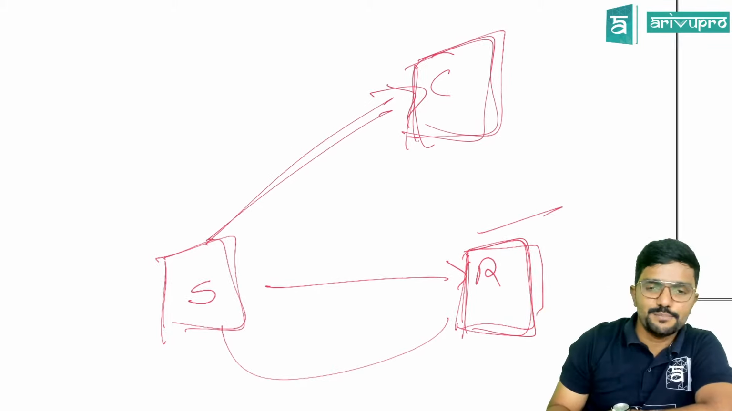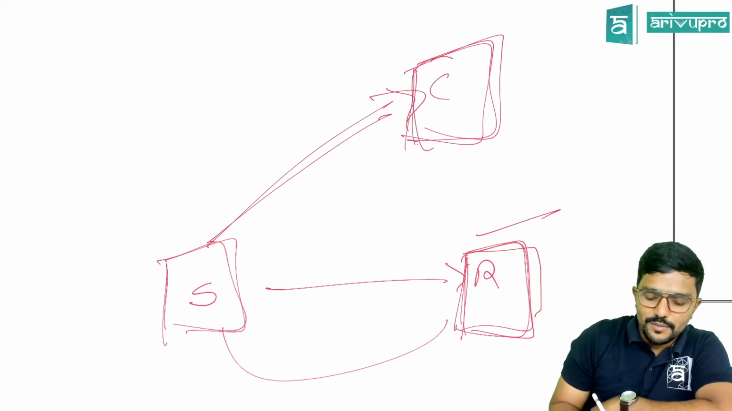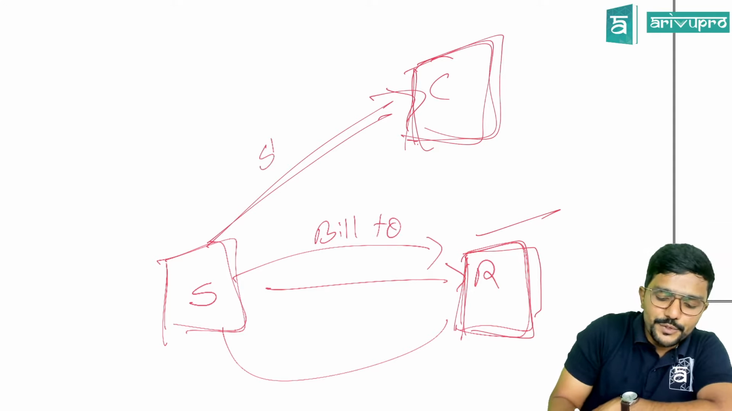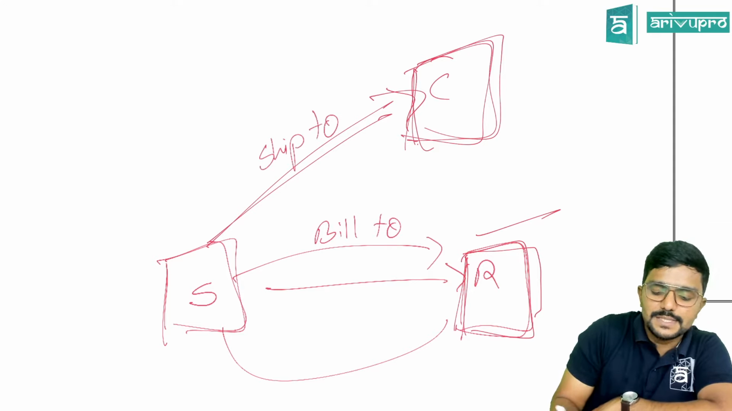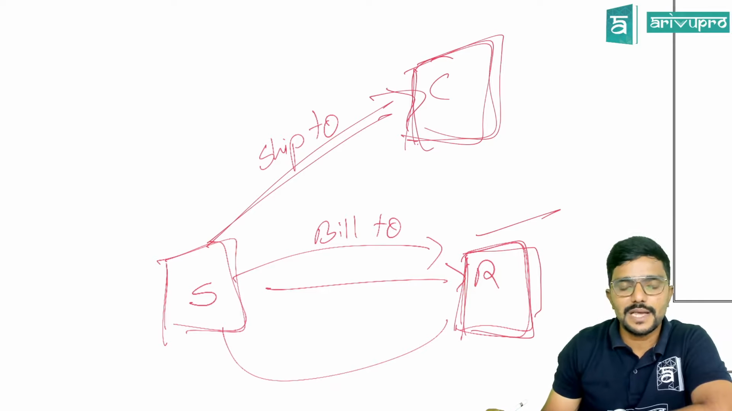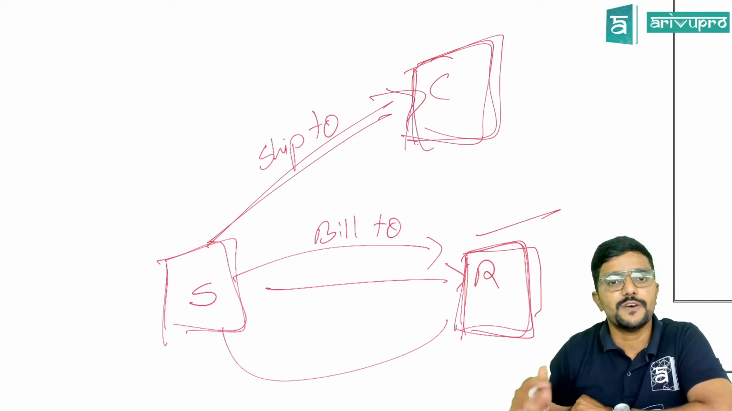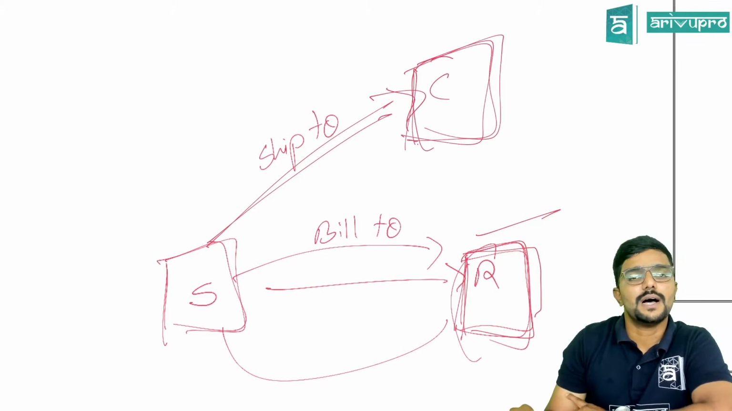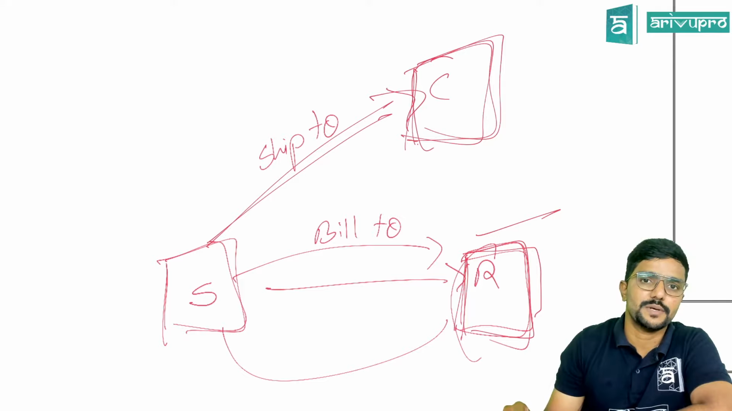So we call this a bill to ship to transaction, guys. Supplier is billing to whom? Bill to R. Whereas goods are shipped to whom? Shipped to C. We call this a bill to ship to transaction. So in this case, who is the actual recipient for GST purpose? R only. Even though the goods are received by C, still R is the recipient for GST purpose.